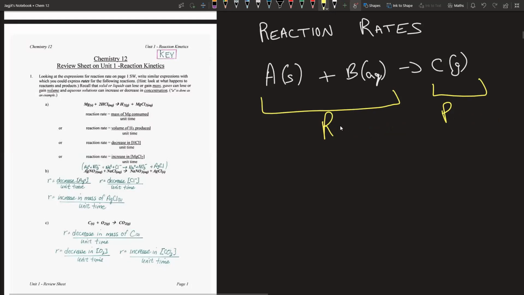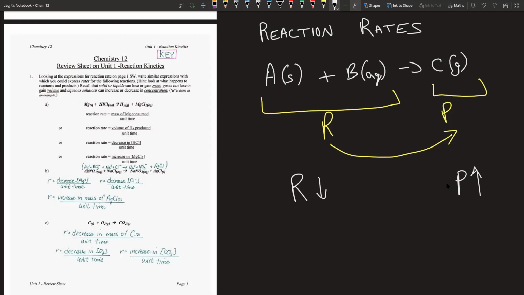What will happen as this reaction goes on? As the reaction goes on, these reactants are going to start turning into products. So what will happen to the reactants as time goes on? As time goes on, your reactants are going to decrease. And as time goes on, your products will start building up. So your products are going to increase. Does that make sense? So as reaction proceeds, your reactants are turning into products. That means your reactants will decrease and your products will increase.